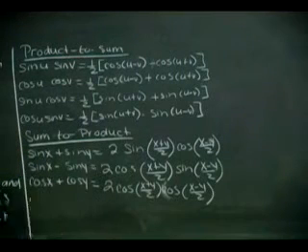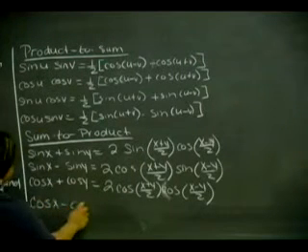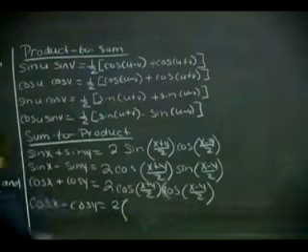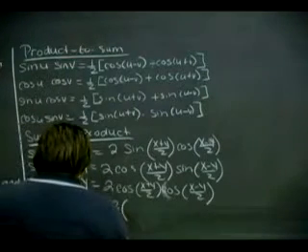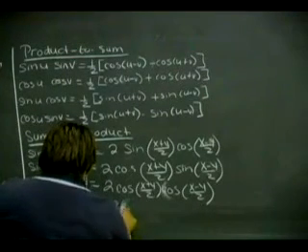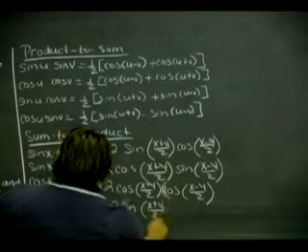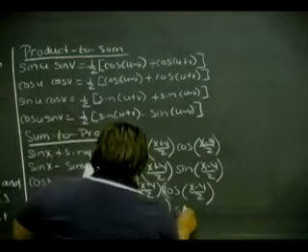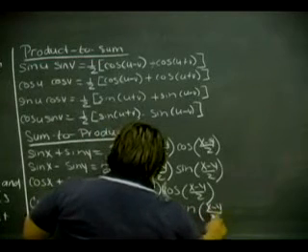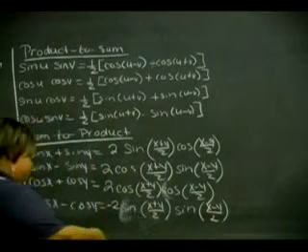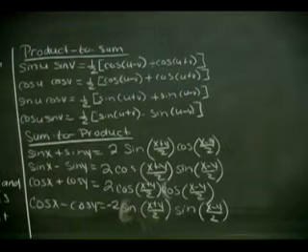And lastly, cosine X minus cosine Y is negative 2 sine X plus Y divided by 2 times sine X minus Y divided by 2. Okay? Lots of formulas, and they're all, except for the half angle, which you will have access to, on this page.